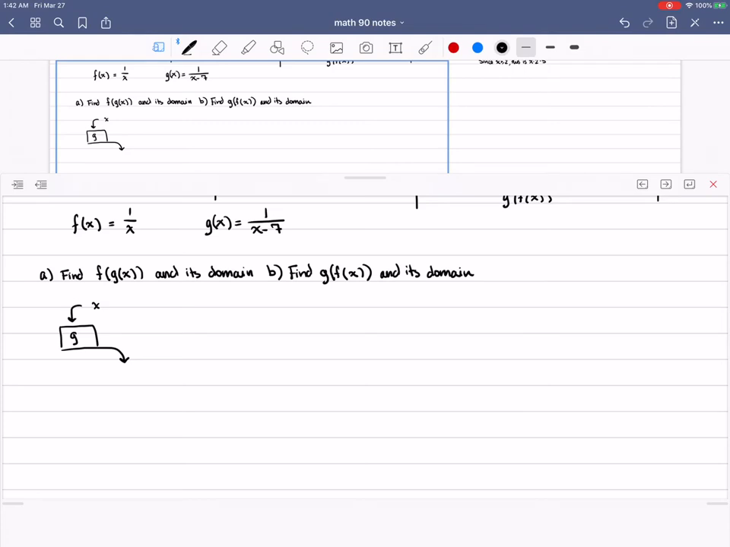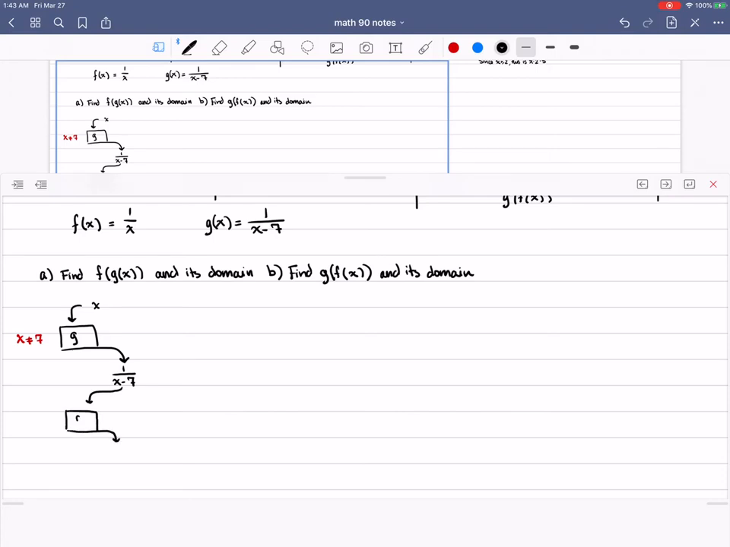Well, what does G do? G takes its input, subtracts 7, and takes the reciprocal. So as you all know, you cannot divide by 0. So G says, you can come in, you are welcome here, as long as you do not equal 7. So X says, okay, cool, I won't equal 7. I will come out as 1 over X minus 7. And now I'm going into F.